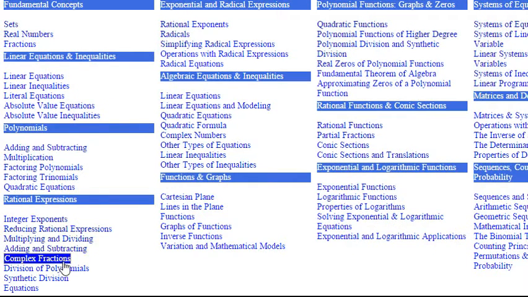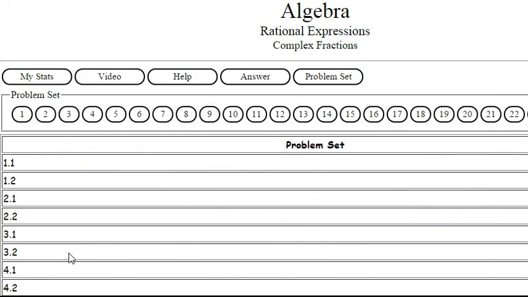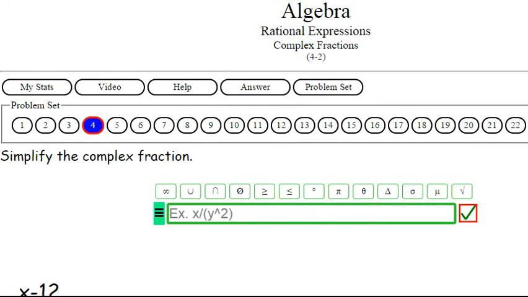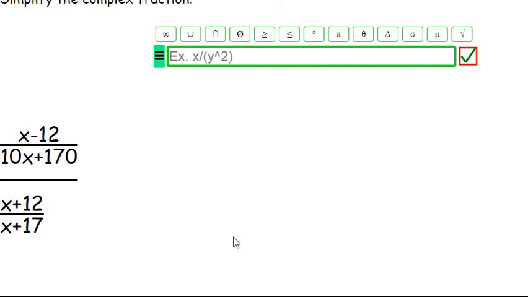Okay, we're over here, gotomath.com. Click on algebra. Let's go down to complex fractions. We're looking at 4.2, it looks like. Simplify the complex fraction. Alright, so we got x minus 12 over 10x plus 170, and that's all over x plus 12 over x plus 17.